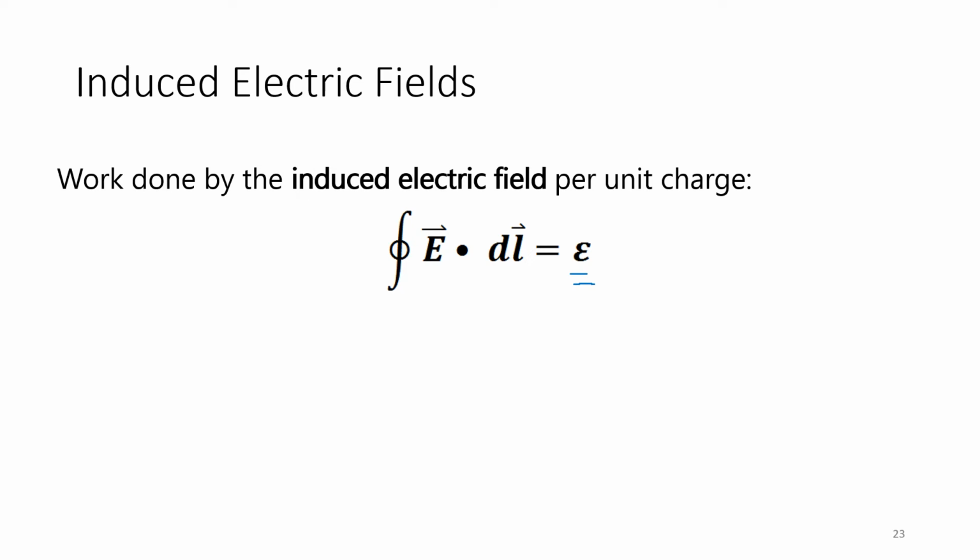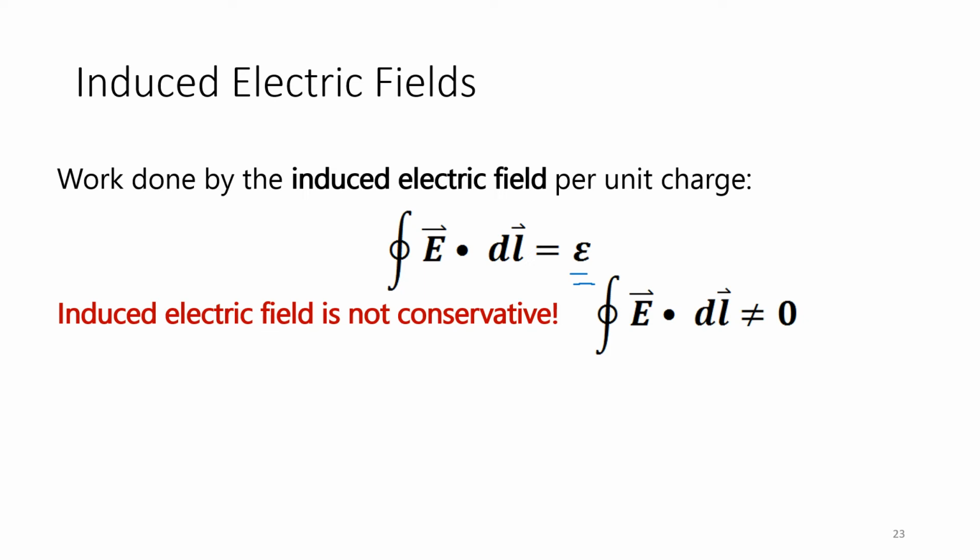I've taken special consideration to say the induced electric field and not just electric field. This induced electric field produced by a changing magnetic flux is not the same as the electric field produced by charges via Coulomb's law. Recall that the Coulomb law electric field is conservative, that is, its contour integral along a closed path is always zero.